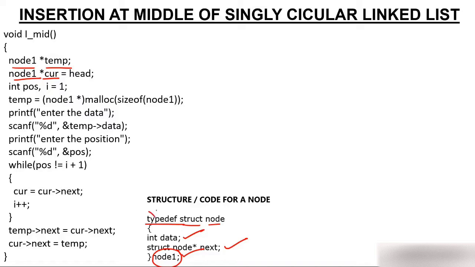If you have not used typedef, then every place where you see node1 you would have to write struct node, everywhere. So in order to simplify the code, I have typedef'd it. Fine, so let's see the coding now, fast.